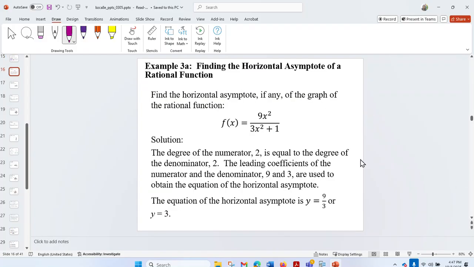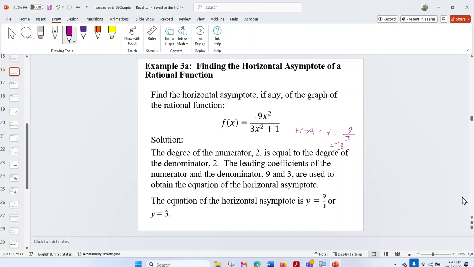Okay, so this one has the same degree. So your horizontal asymptote will be y equal to 9 over 3, or just 3. Okay, just 3 in here.